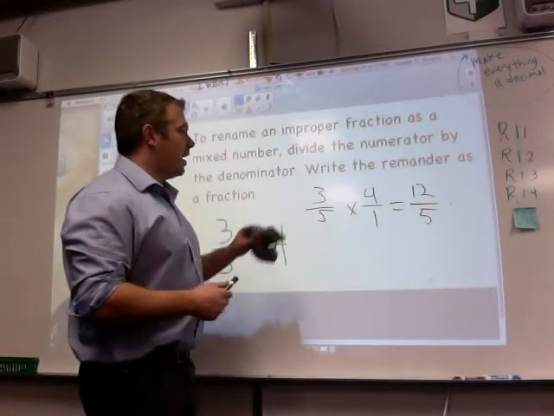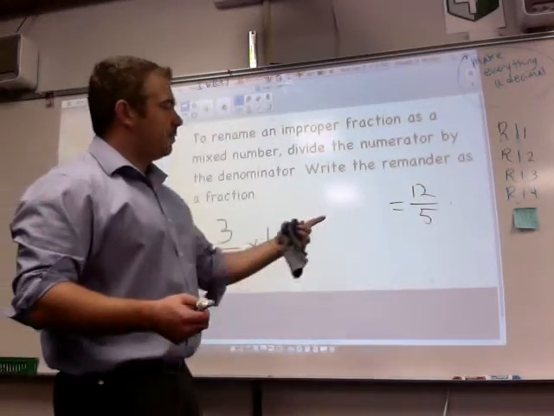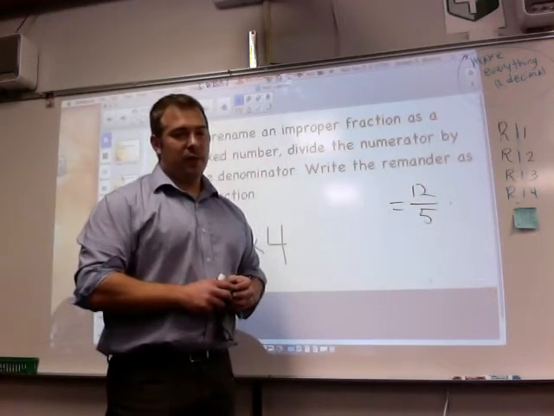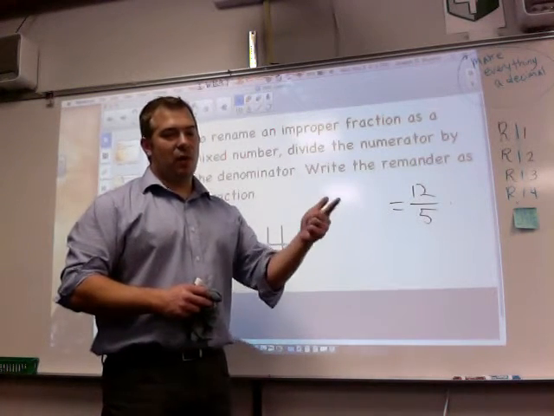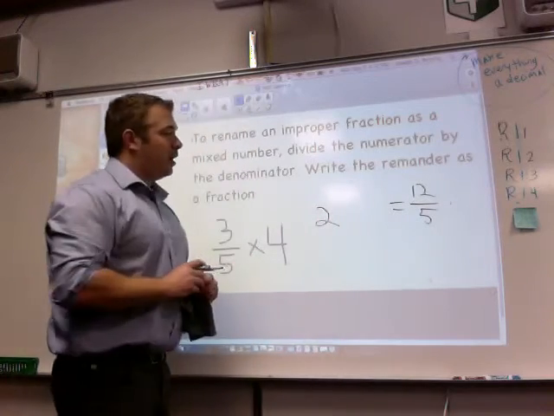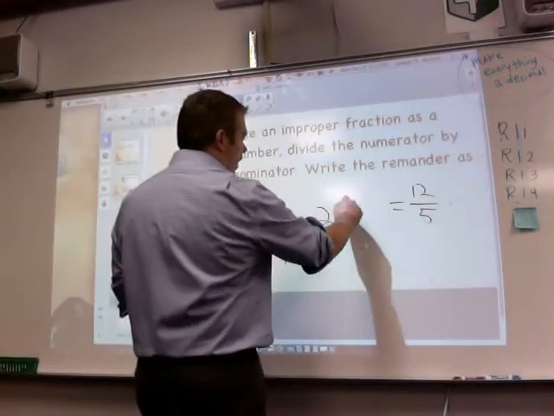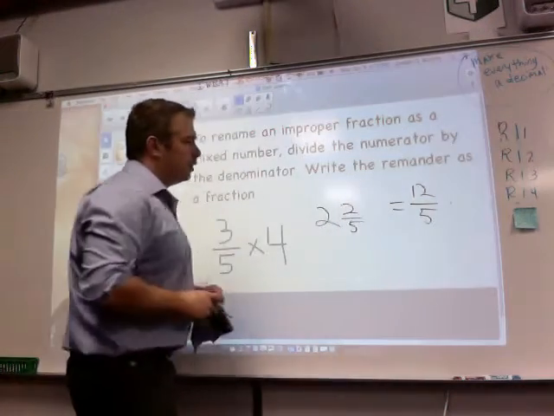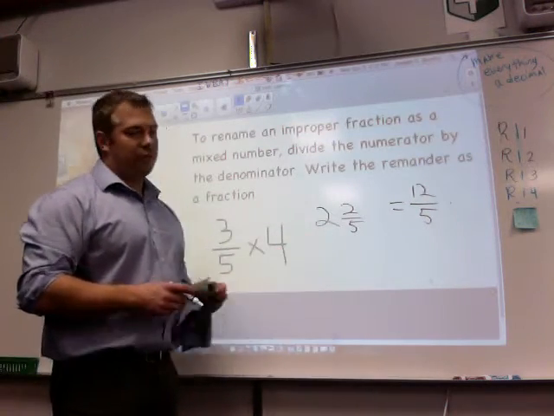All right, so what I need to do with my 12/5 is see how many times 5 can go into 12. Let's count. 5, 10, 15 is too far, so it can only go in twice. All right? But there's 2 left over, so I have a remainder of 2. And those are 2/5. So 12 over 5 is really 2 and 2/5.